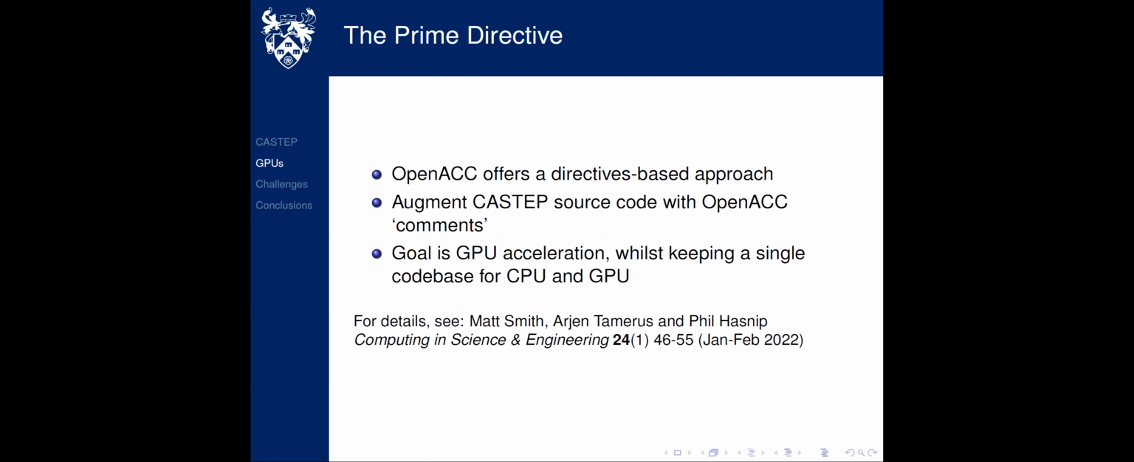And the option that we've chosen is OpenACC. Why have we chosen OpenACC? Well, it's a directives-based approach. And that means that we can take the CPU code base, we can decorate it with what look to Fortran compilers like comments, but which include descriptions of what we're doing that enable the compiler to generate code for the GPU.